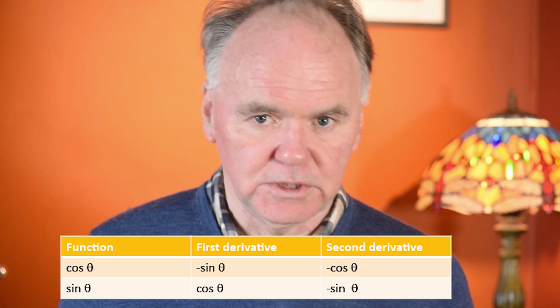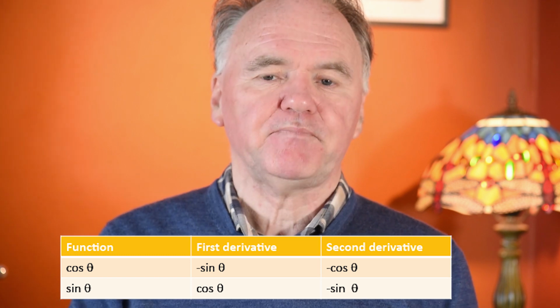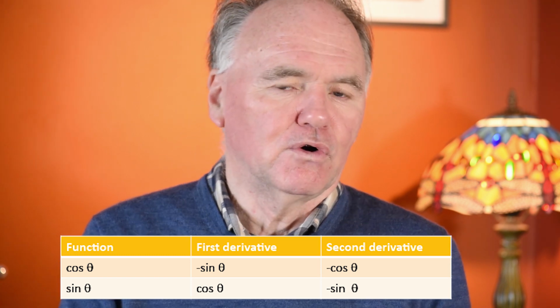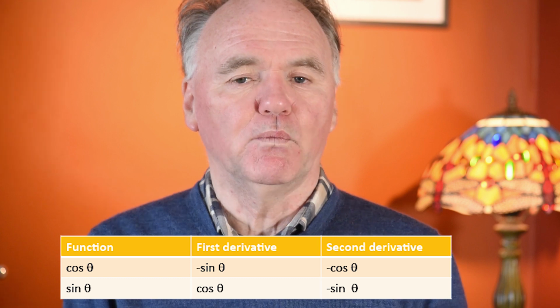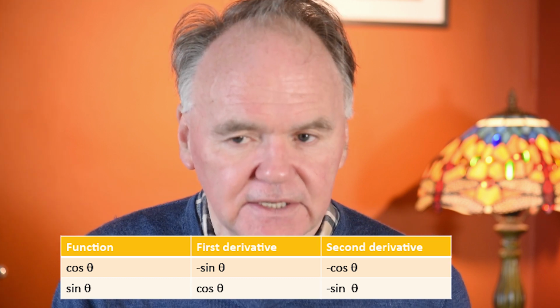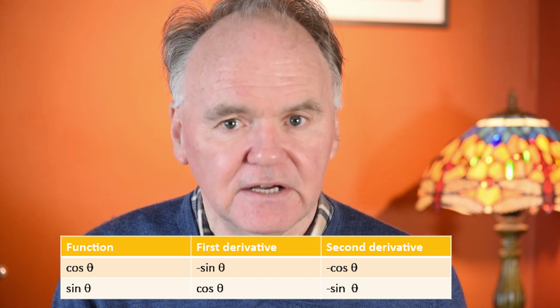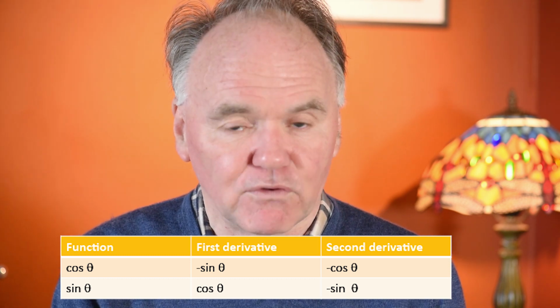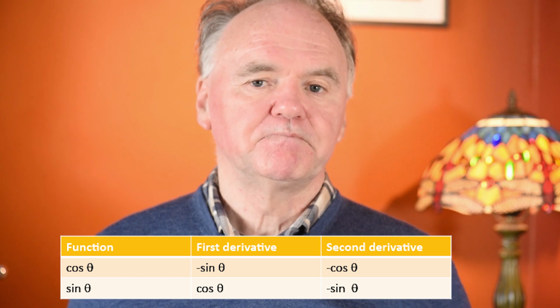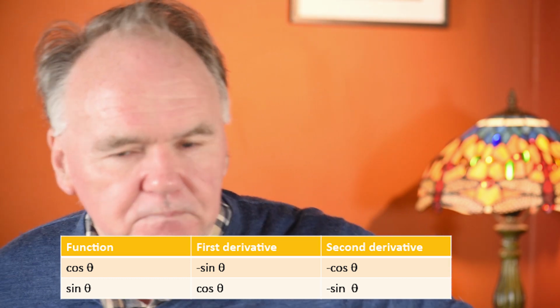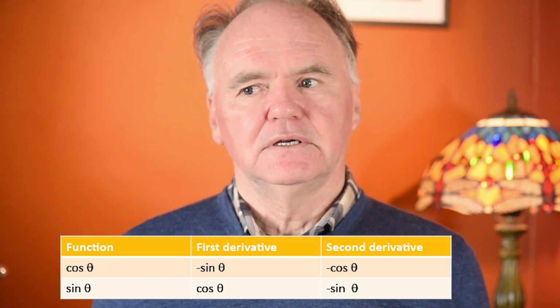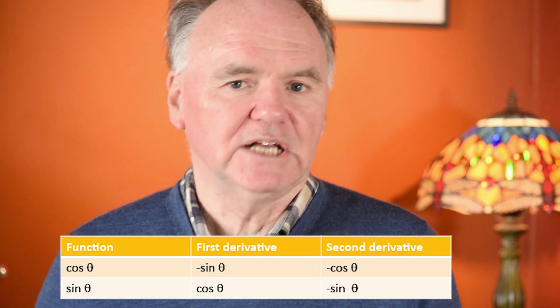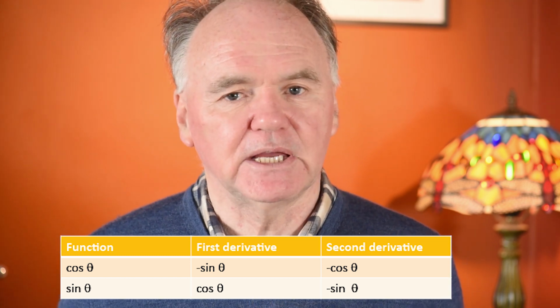Two functions do it, the cosine and the sine. If you've got cos theta and you differentiate it once, you get negative sin theta. If you differentiate negative sin theta, you get negative cos theta. Know that. However, our theta has to be a function of time. Well, that's easy enough because theta is equal to omega times t.